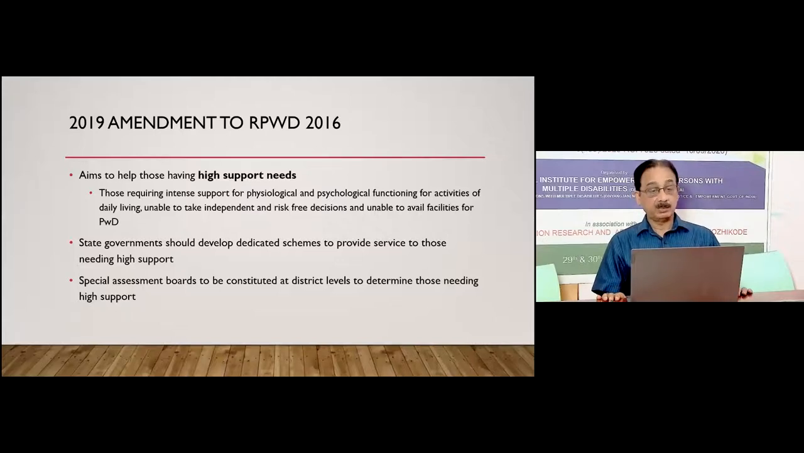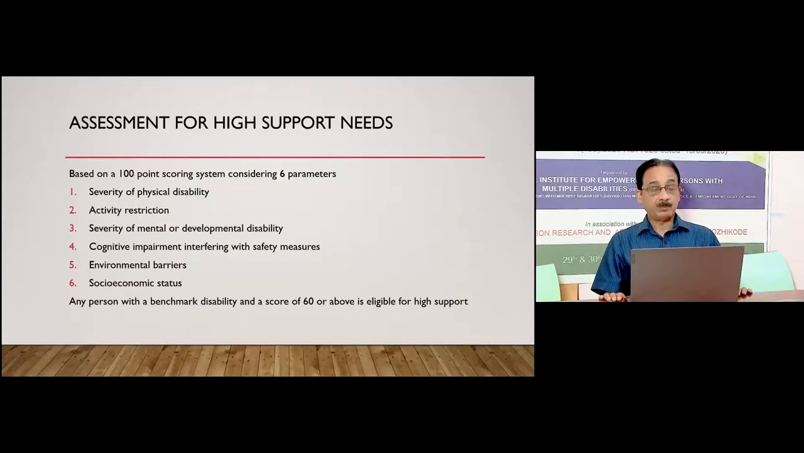Then special assessment boards are to be constituted in each district to determine those who need high support. This assessment for high support needs is based on a 100-point scoring system considering 6 parameters: the severity of the physical disability, the severity of the activity restriction, the severity of mental and or developmental disability, cognitive impairment interfering with safety measures, environmental barriers, and socioeconomic status. Certain points are assigned to each of these categories, and the maximum is 100 points. A person who has a benchmark disability of 40% and who scores 60 points or above is considered to be someone needing high support.